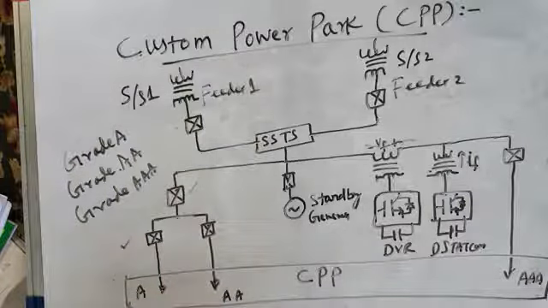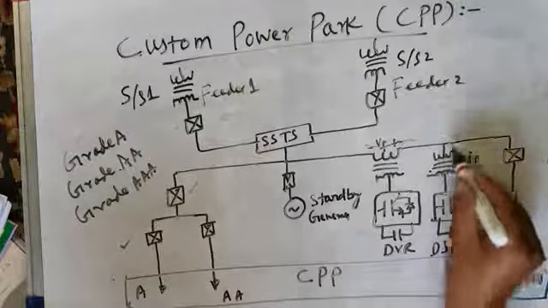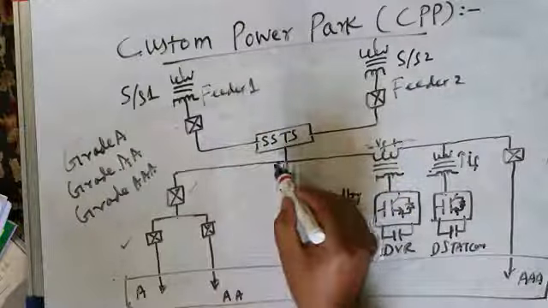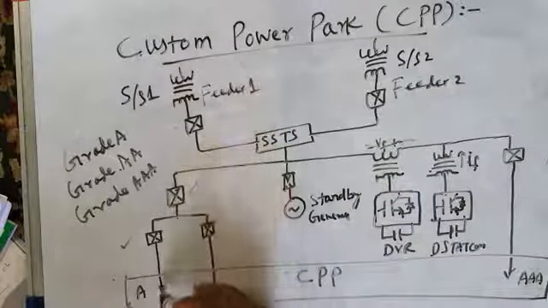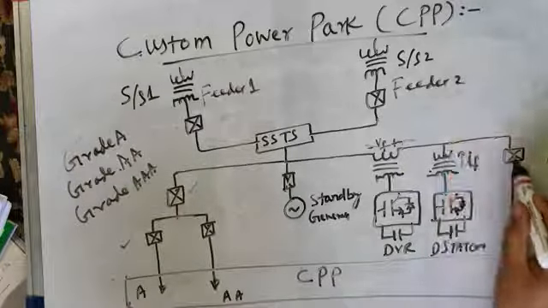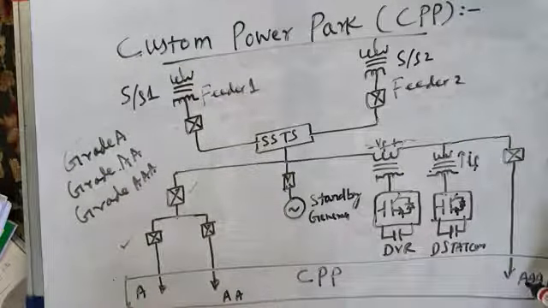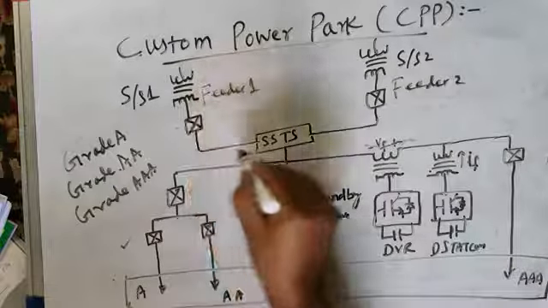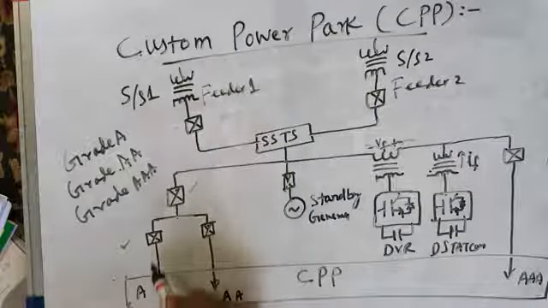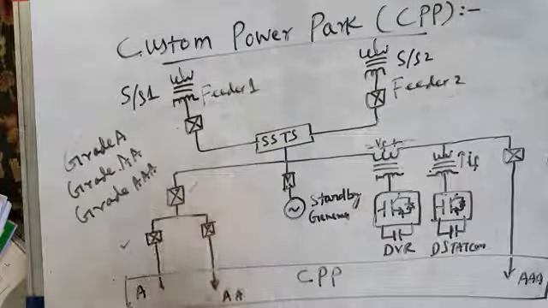It gets almost sinusoidal power, because if there is a polluting load somewhere here, that polluting load would have caused voltage distortions supplied to the grade A customer. But this D-STATCOM compensates for harmonics in the load of the AAA customer, and hence it makes the currents in the feeder sinusoidal. So the power is of very high quality. Sinusoidal currents and sinusoidal voltages are supplied to the grade A customer.